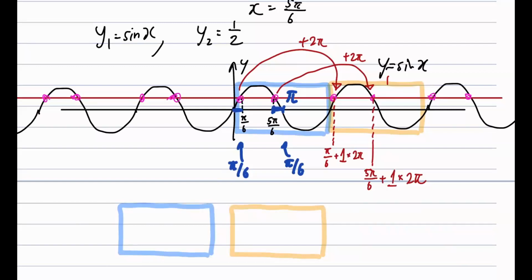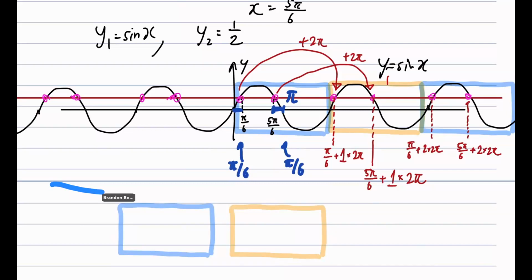How about the next box? Copy and paste the next box. What would it be for this solution? Pi over 6 plus 2 times 2 pi. Then the other one is 5 pi over 6 plus 2 times 2 pi. Yeah, and so on and so forth. It will just be plus 1 times 2 pi, plus 2 times 2 pi, plus 3 times 2 pi, plus 4 times 2 pi, all the way. But if you go in a positive direction, it's plus 1, plus 2, plus 3 times 2 pi. How about if you go in the negative direction?